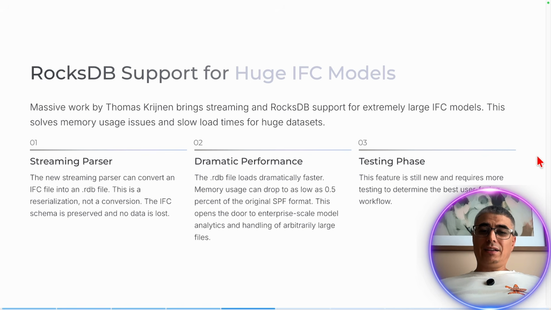The IFC schema is preserved and no data is lost. The RDB file loads dramatically faster. Memory usage can drop to as low as 0.5% of the original SPF format. This opens the door to enterprise-scale model analytics and handling of arbitrarily large files. Wow, this is extremely cool, guys. I can't wait to test this.